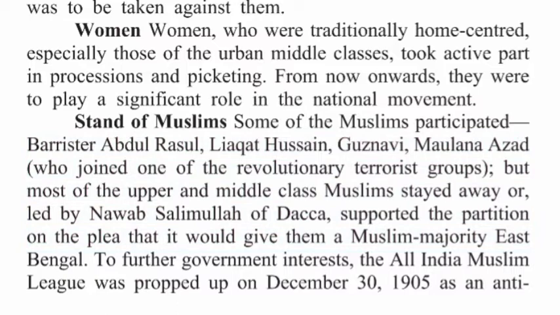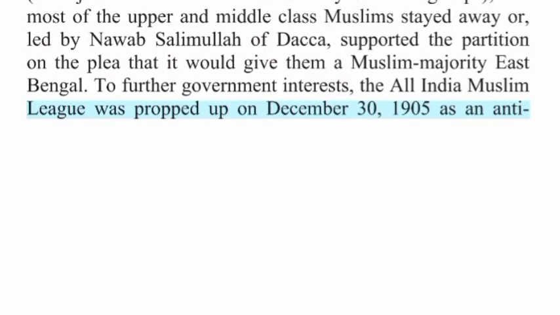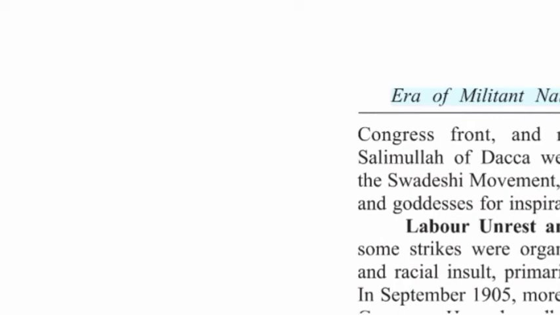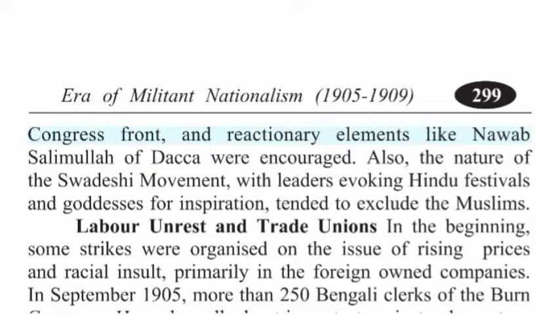To further government interests, the All India Muslim League was propped up on December 30, 1905 as an anti-Congress front, and reactionary elements like Nawab Salamullah of Dhaka were encouraged. Also, the nature of the Swadeshi movement, with leaders evoking Hindu festivals and goddesses for inspiration, tended to exclude the Muslims.